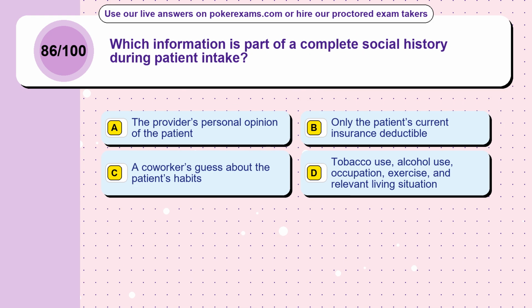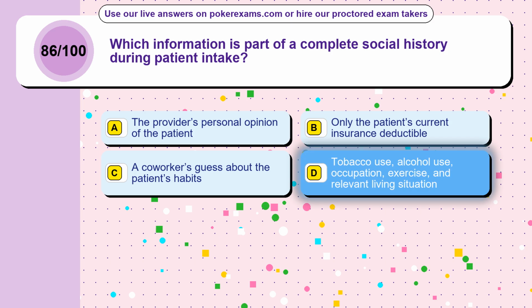Question 86. Which information is part of a complete social history during patient intake? Option A. The provider's personal opinion of the patient. Option B. Only the patient's current insurance deductible. Option C. A coworker's guess about the patient's habits. Option D. Tobacco use, alcohol use, occupation, exercise, and relevant living situation.